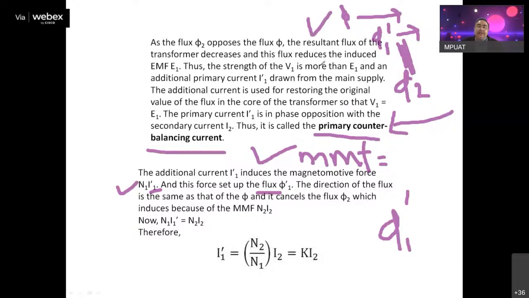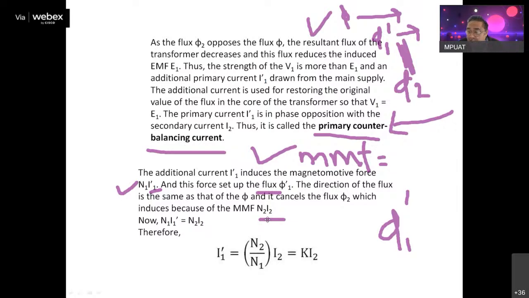phi, और हमारा इंड्यूस ईएमएफ E1 रह जाए। सो द मेन पर्पस ऑफ phi1 डैश इज टू कैंसल द phi2। व्हाट इज phi2? phi2 की वैल्यू कितनी थी? phi2 किधर फ्लो हो रहा था? किसके कारण हो रहा था? सेकेंडरी करंट के कारण। और सेकेंडरी करंट किसमें फ्लो हो रहा था? सेकेंडरी वाइंडिंग में। तो phi2 क्या हो गया? N2I2। phi2 का जो एमएमएफ है उसकी वैल्यू कितनी होगी? N2I2। इज इट क्लियर? नाउ these two both are balancing each other.